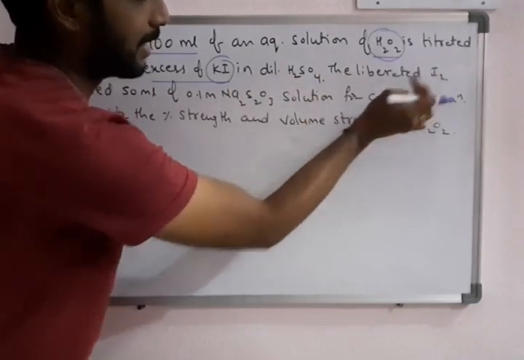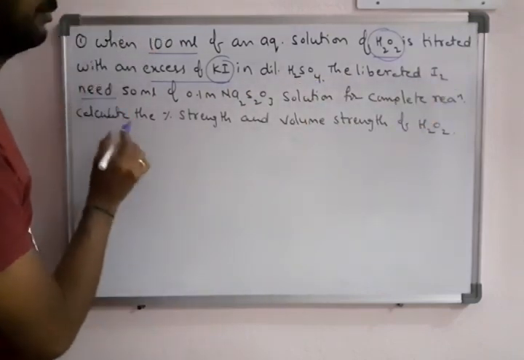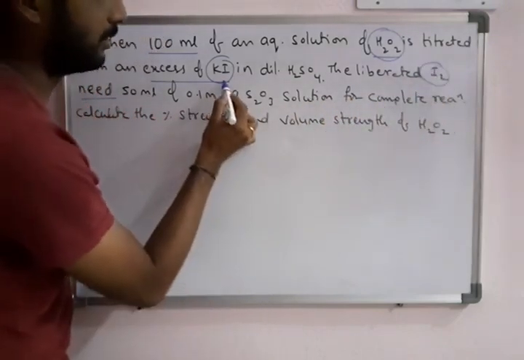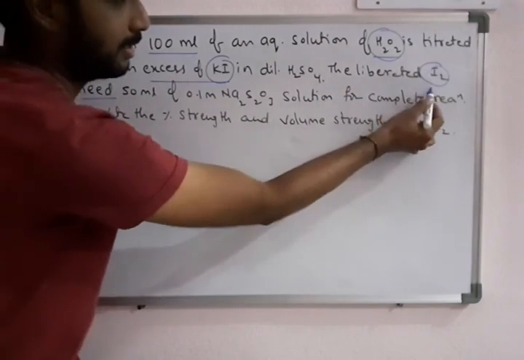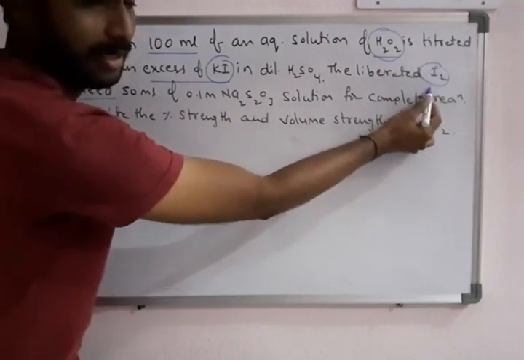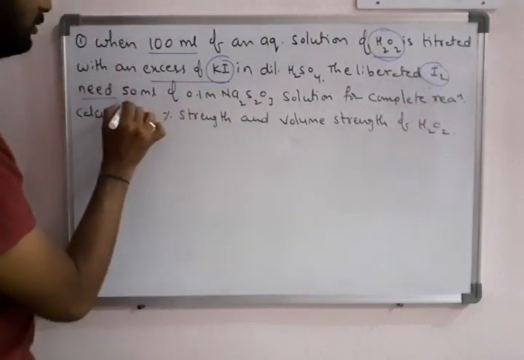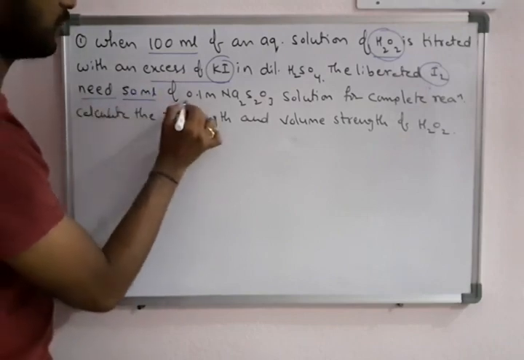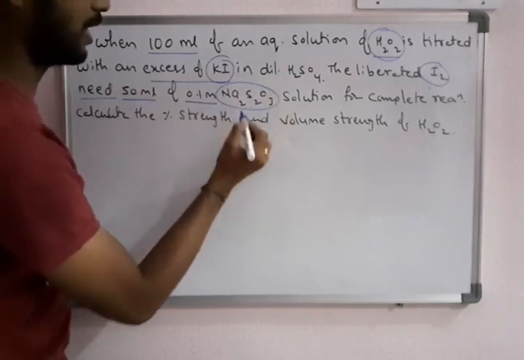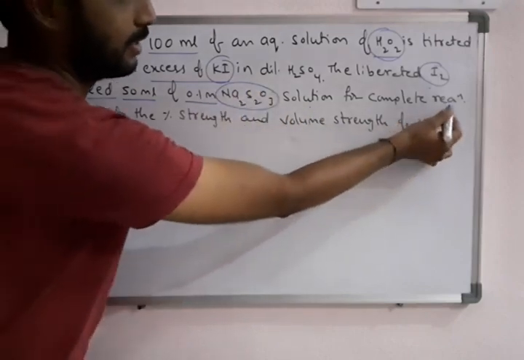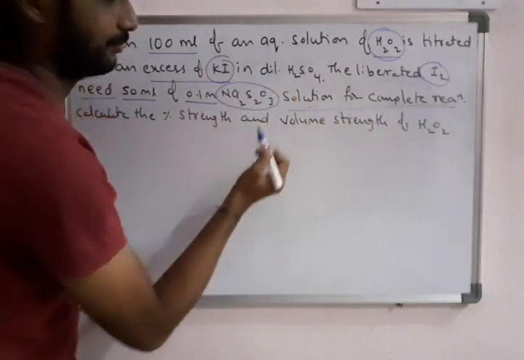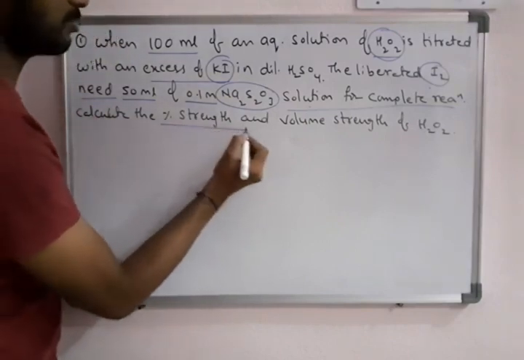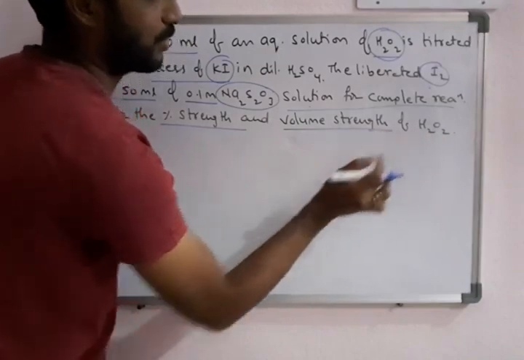So the I2 is liberated, meaning potassium iodide is oxidized to iodine. How much iodine? It is not given. That iodine requires 50 milliliters of 0.1 M sodium thiosulfate solution for its complete reaction. We need to find the percentage strength and the volume strength of hydrogen peroxide.